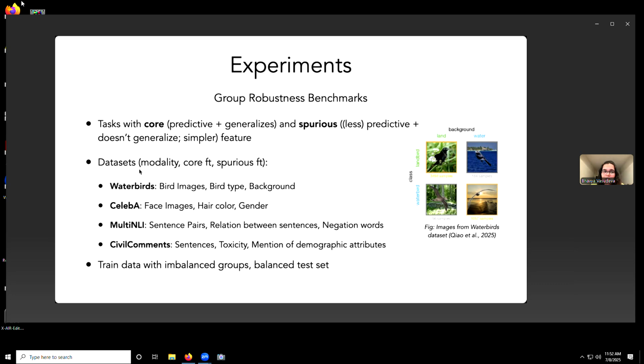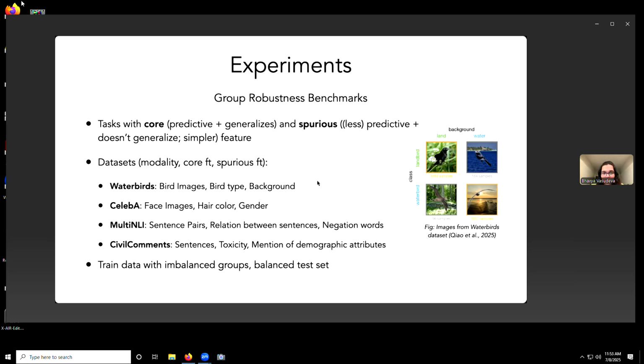So one of the datasets is this Waterbirds dataset, where we are shown bird images, and the task is to predict the bird type, land bird or water bird, as shown in this figure. And the background is the spurious feature. So, for instance, most land birds are found on land, and water birds on water. So, on the majority of the samples, the spurious feature can also be predictive, but only the core feature would be perfectly predictive of the label.